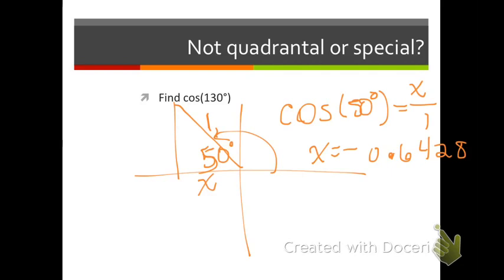You could also plug into your calculator cosine 130, and it will go ahead and change the sign for you. It'll tell you it's negative. Okay, that's it. It was a really long one. Sorry if that was too much review for you, or sorry if it was not enough.